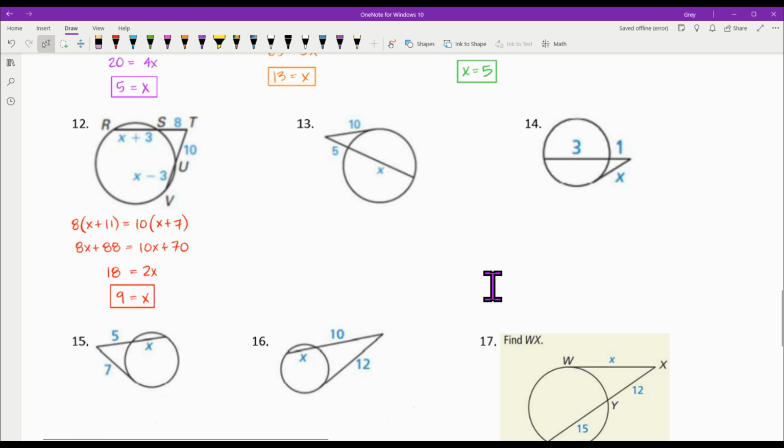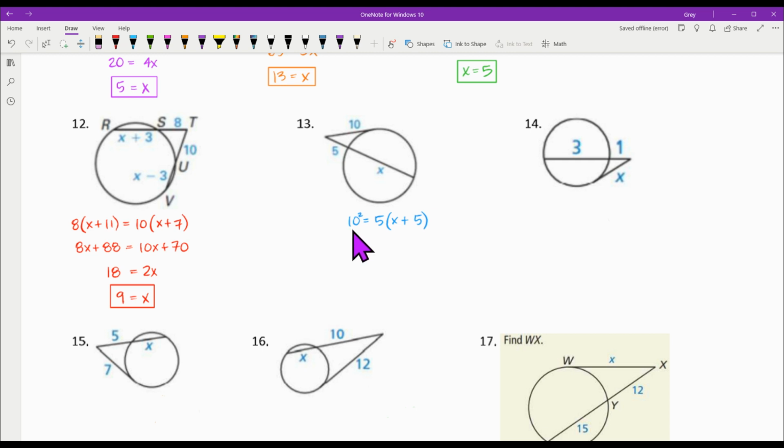All right, number 13. My outside here is 10. My whole thing is 10. So remember, 10 times 10 is like 10 squared. And then my outside is 5, and my whole thing is 5 plus x, or x plus 5. Okay? So 10 squared. Now, 10 squared is 100.